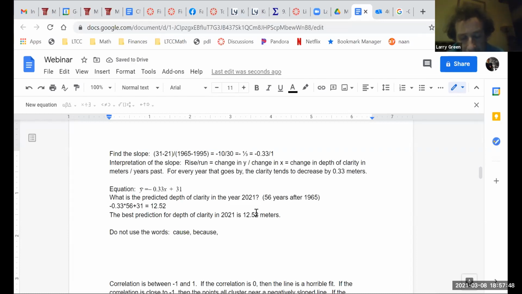"Will" is kind of a bad word too. So instead of saying it will be this, you say it's predicted to be this. So there's a lot of words that you've got to avoid. You should never use words that talk about cause or absolute knowledge. Any questions on that idea?